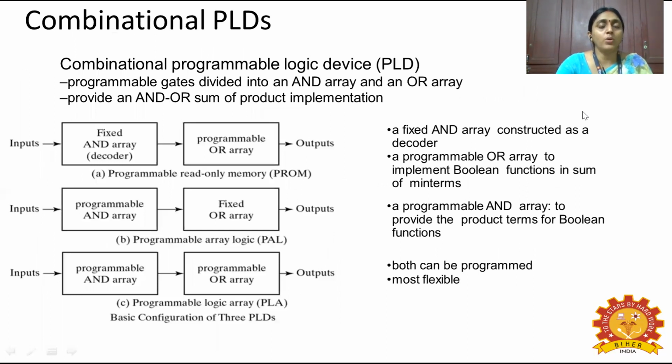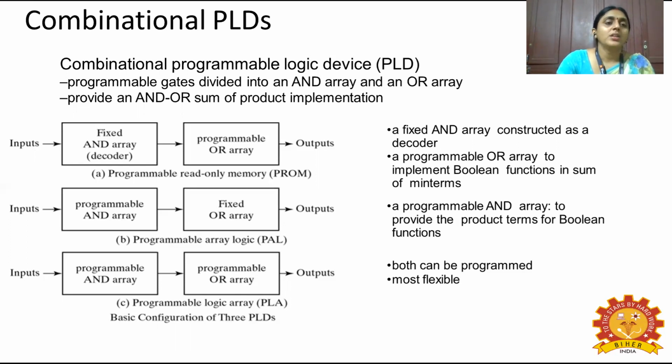And now we will see the combinational programmable logic devices. A combinational programmable logic device involves programmable gates which are divided into an AND array and an OR array. This provides an AND-OR or sum of product implementation. First, figure A denotes the programmable read-only memory, figure B involves the programmable array logic, and figure C denotes the programmable logic array. And these are the basic configurations of the three programmable logic devices.